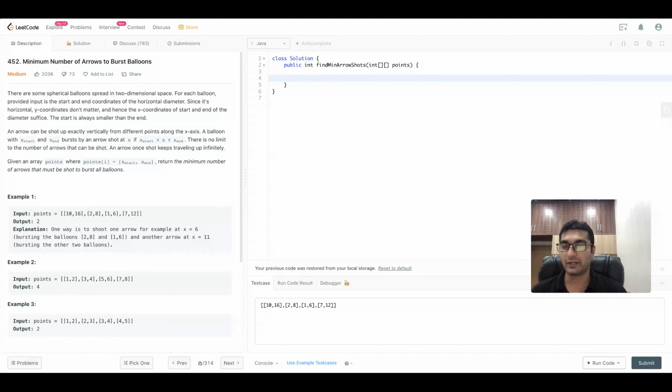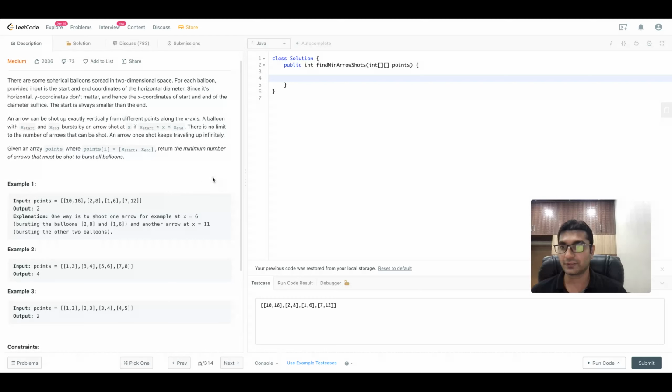We are given this points array, which represents different balloons and their start and end coordinates. Let's go through this first example: 10, 16, then 2, 8, 1, 6, and 7, 12. If you notice, if we consider 10, 16 and 7, 12, only one arrow would be required to burst these two balloons. Similarly, if we consider 2, 8 and 1, 6, only one arrow would be required to burst these two balloons because they have overlapping intervals, right?